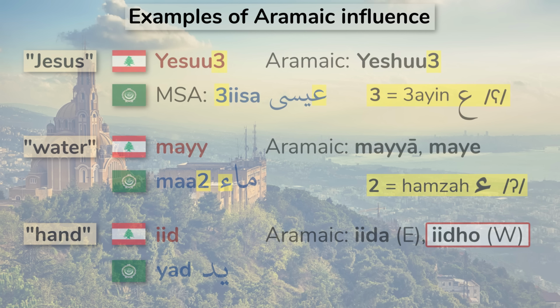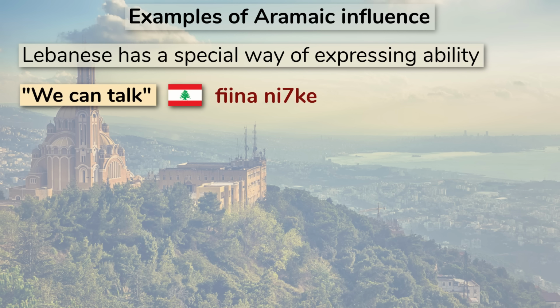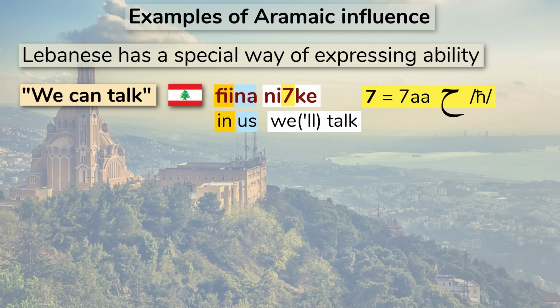Lebanese has a special way of expressing ability. فينا نحكي. We can talk. Fina is like in us, and نحكي means we talk or we'll talk. You could loosely translate it as it's in us to talk. This doesn't exist in Standard Arabic and might be from a similar construction in Aramaic. Note that the number 7 is used to represent the sound ha.